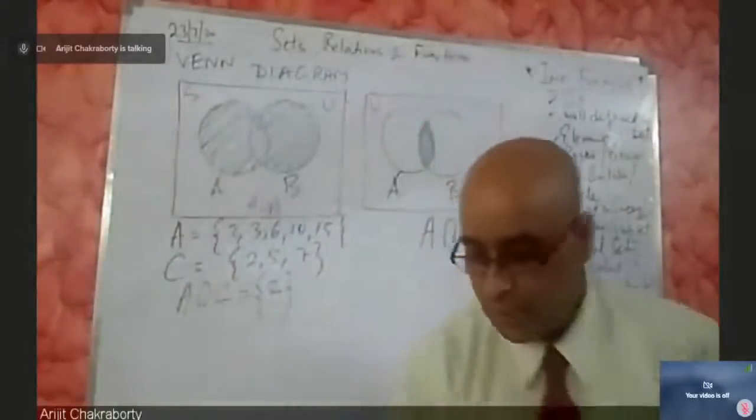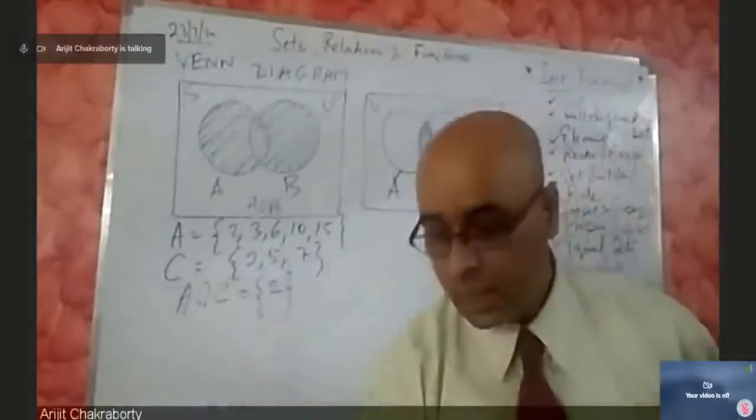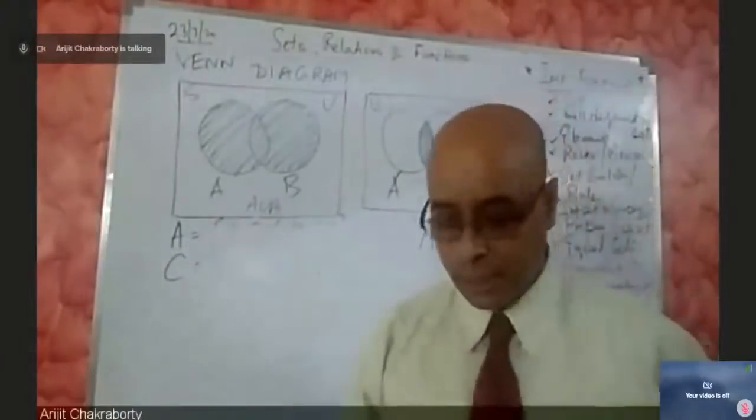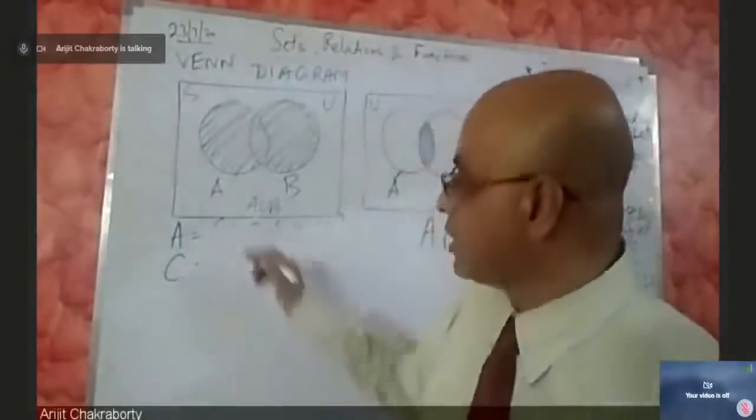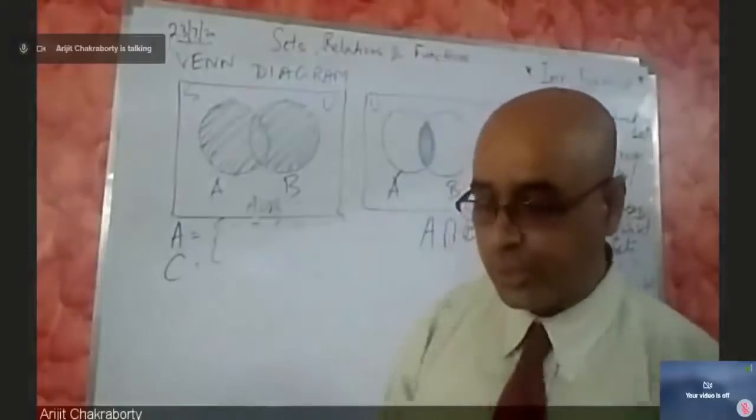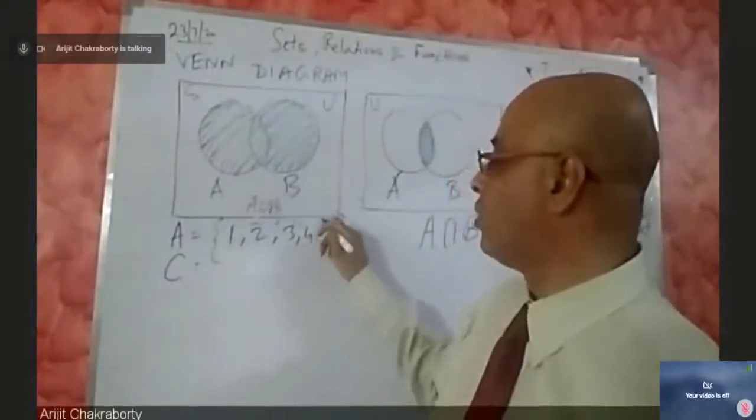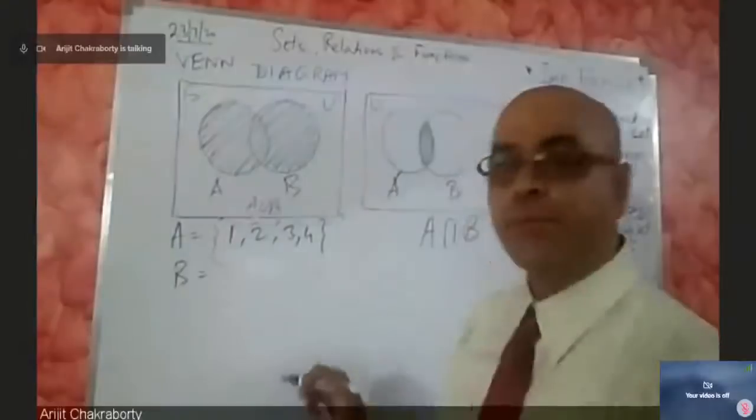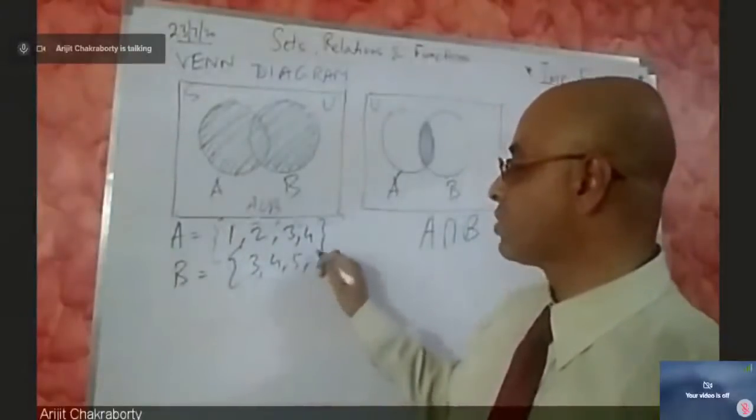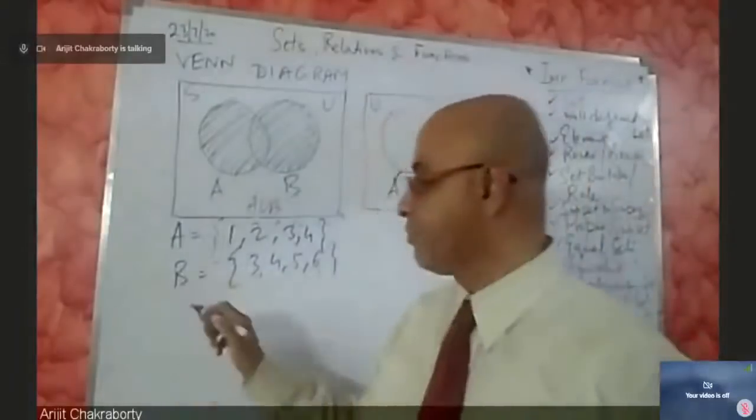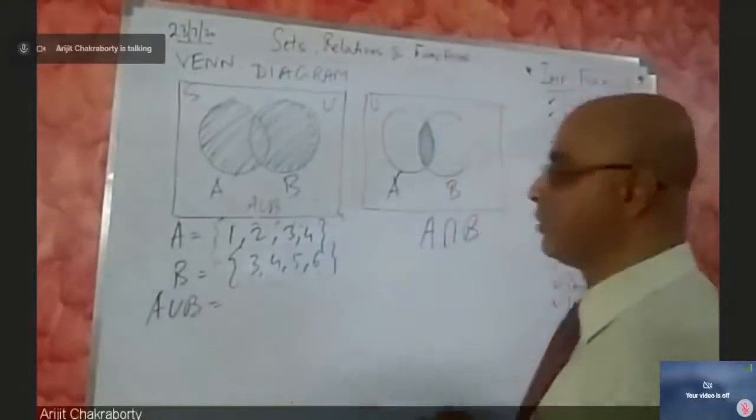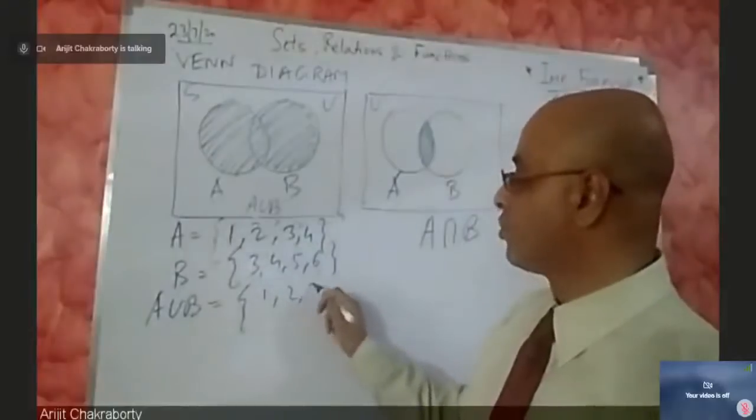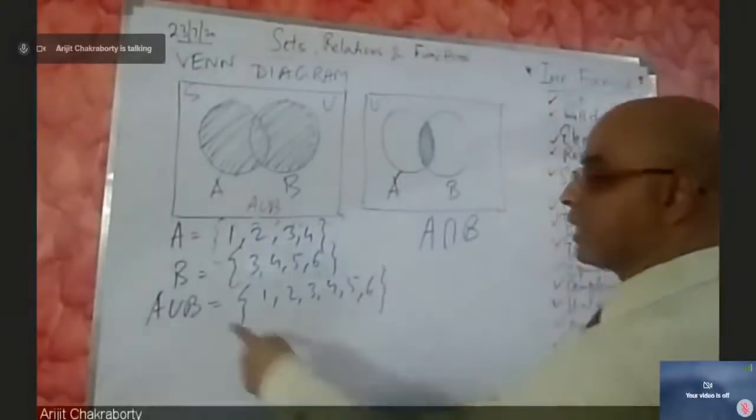I'll take some more examples. I'll just rub this and write some more examples, and let's see if we can find out the intersection. Say set A is 1, 2, 3 and 4, and we have set B equal to 3, 4, 5, 6. So A intersection B is, first of all, A union B. What will be A union B? All the elements which are there in A and B: 1, 2, 3, 4, 5 and 6. This is A union B.